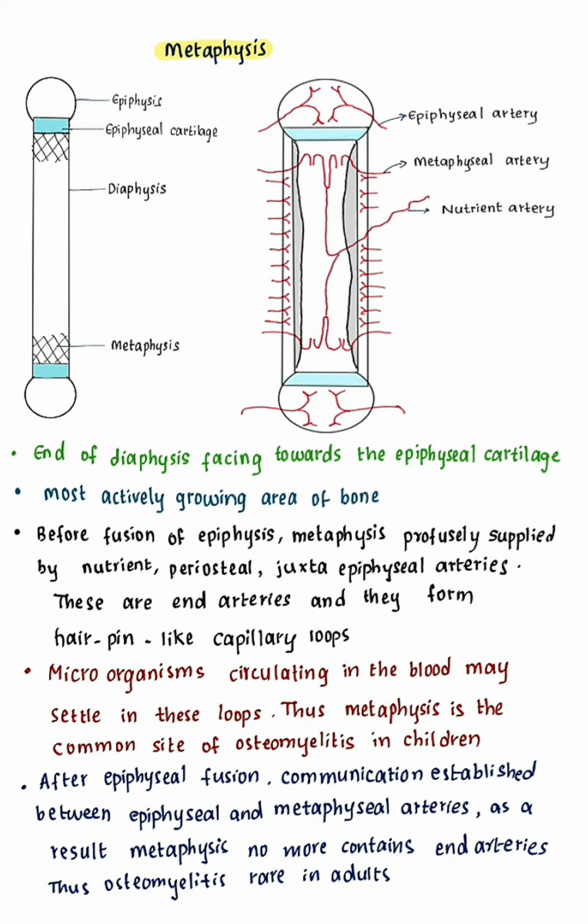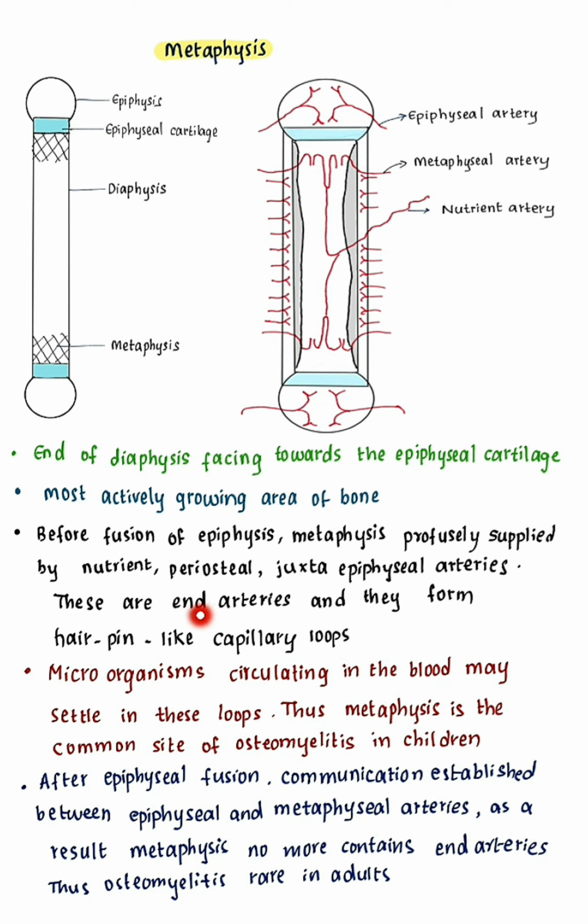Now let's see metaphysis. These are ends of diaphysis facing towards epiphyseal cartilage. Metaphysis is the most actively growing area of the bone. Before fusion of epiphysis, metaphysis is profusely supplied by nutrient artery, periosteal arteries, and juxtaepiphyseal arteries.